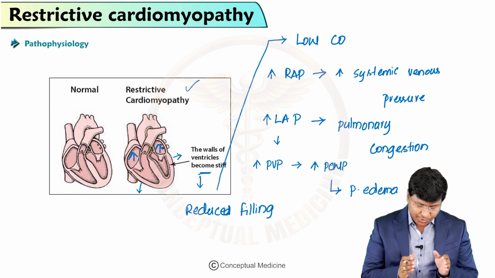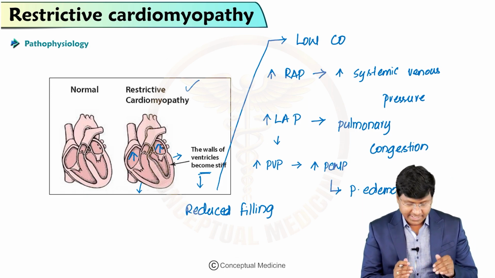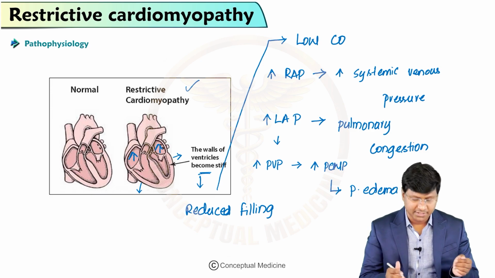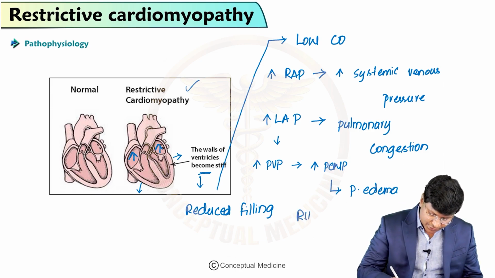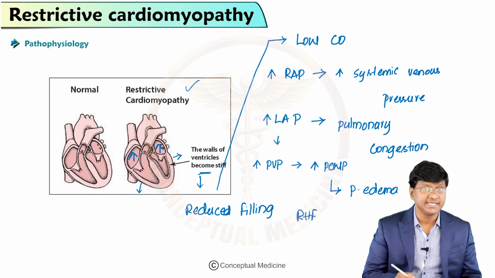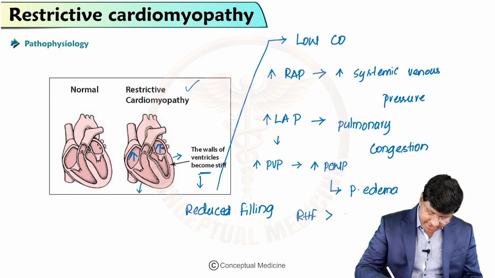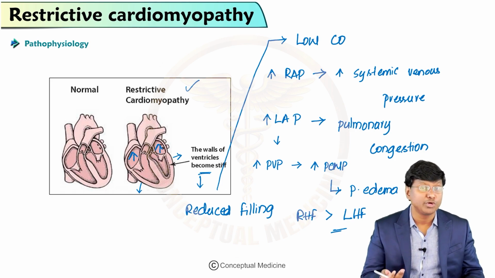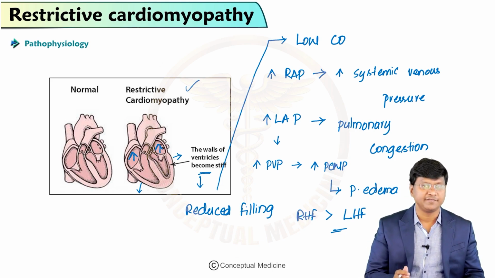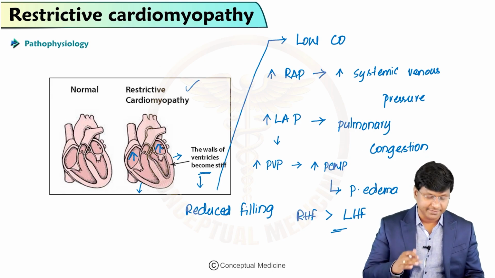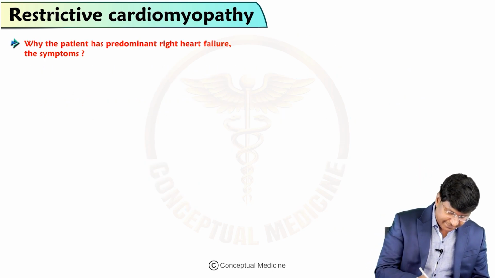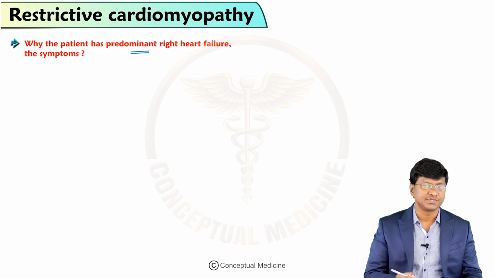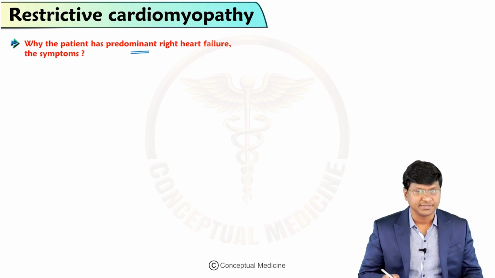Okay, now you have to understand that in patients with restrictive cardiomyopathy, right heart failure is more predominant compared to left heart failure. Now the question is why? Why do the patients have predominant right heart failure symptoms rather than left heart failure symptoms?